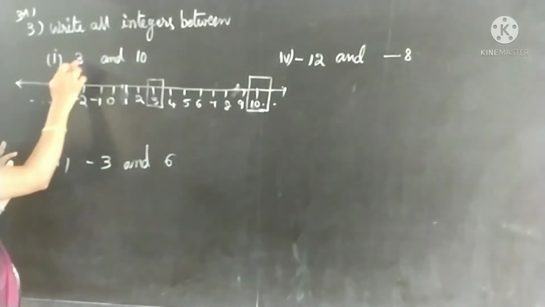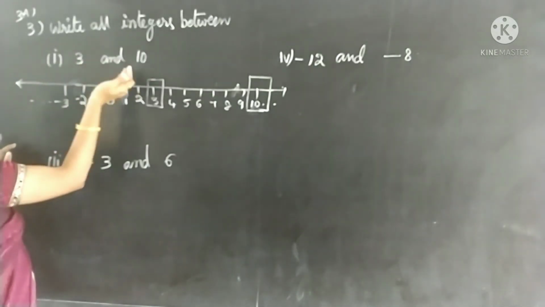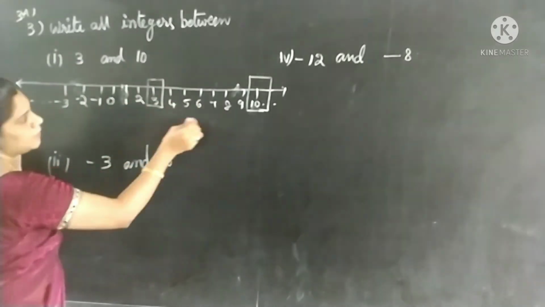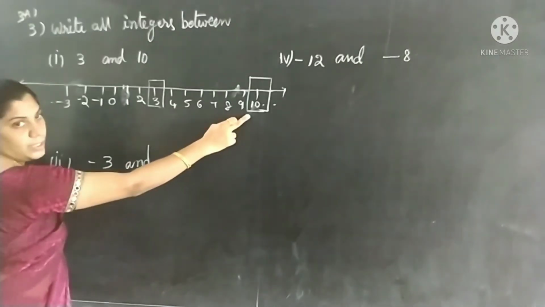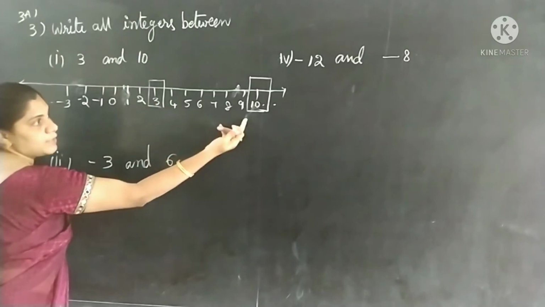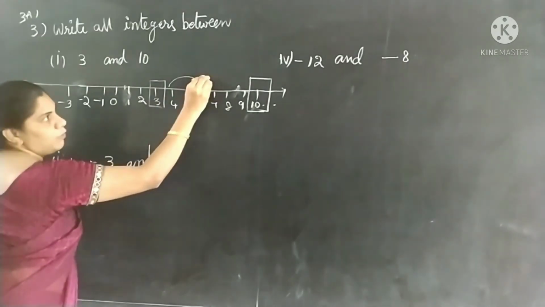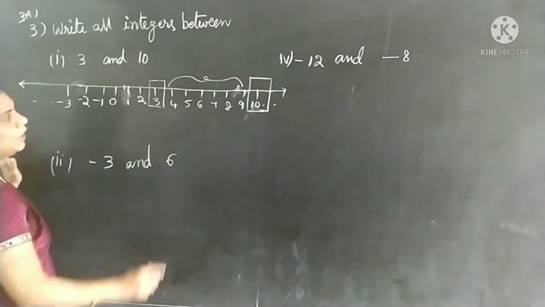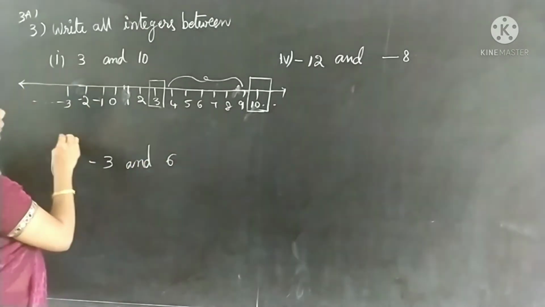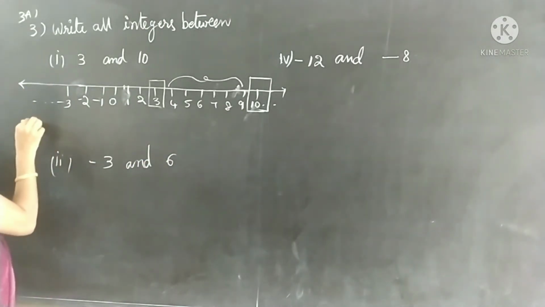Between 3 and 10 means don't write the 3 and 10. You have to exclude these two and write all the numbers in between. Between 3 and 10, what are the numbers we have? Answer.